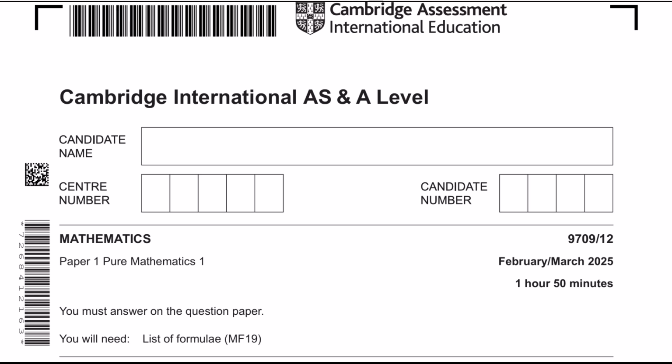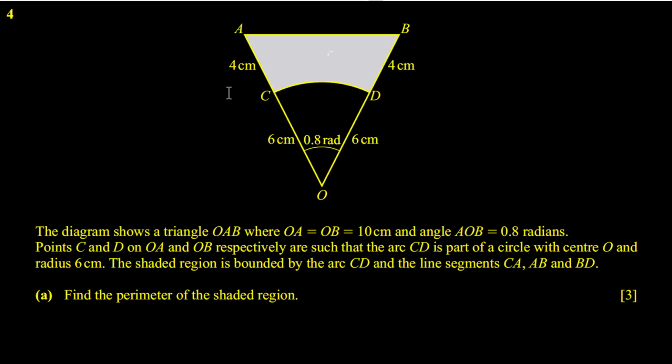Today in this video we are going to discuss a few questions from Feb March 2025 970912, that is Pure Mathematics 1 from Cambridge AS and A level mathematics. So let's start. This is question number 4.